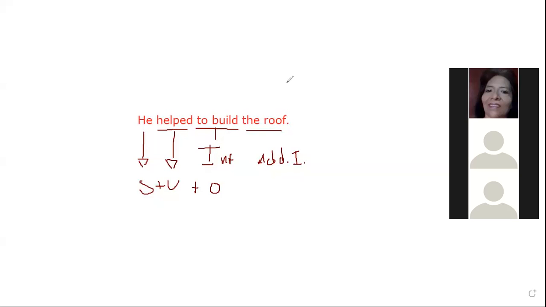We can use to work, we can use to build, we can use to draw, we can use to drink, to speak, to jump, to climb, okay, to scream. All those are infinitives. If we add something else to that infinitive, we create something that is called an infinitive phrase, okay? If we add something.